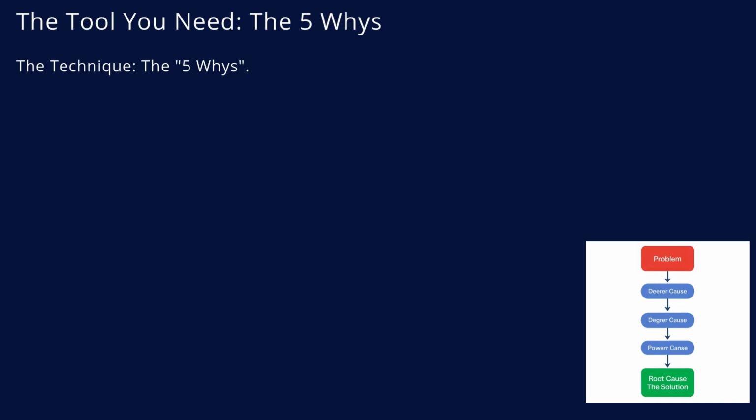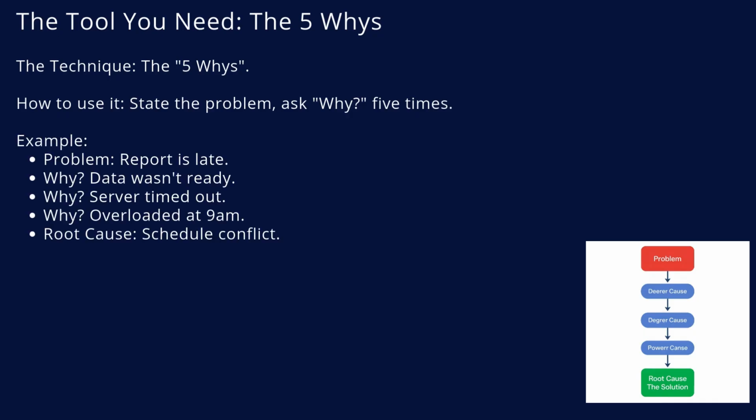It is universally recognized and easy to evidence. Simply state the problem and ask why 5 times to drill down. For example, the report is late. Why? Data wasn't ready. Why? The server timed out. Why? It was overloaded at 9 a.m. Root cause: we have a scheduling conflict on the server.